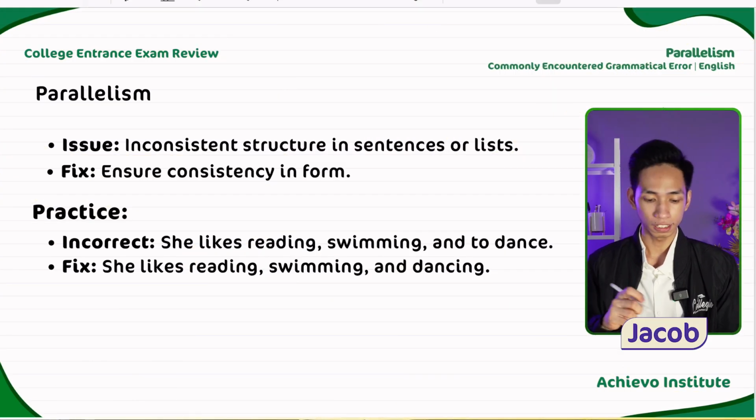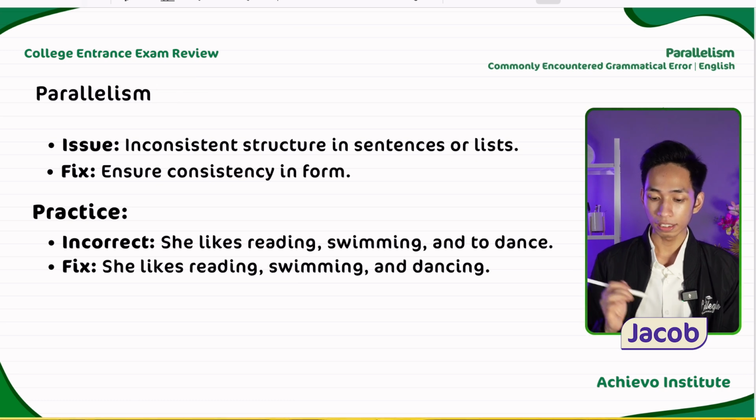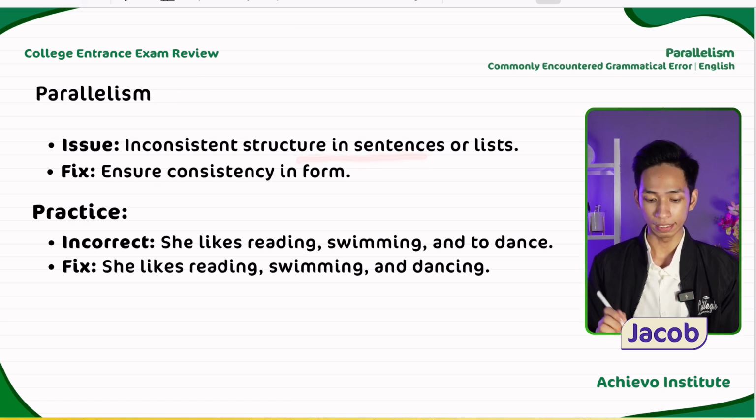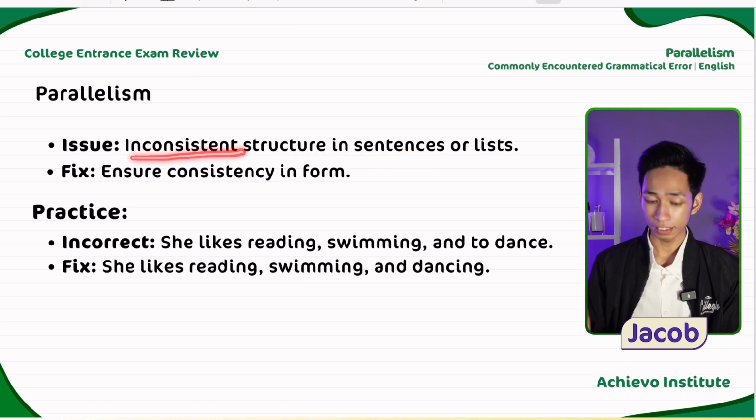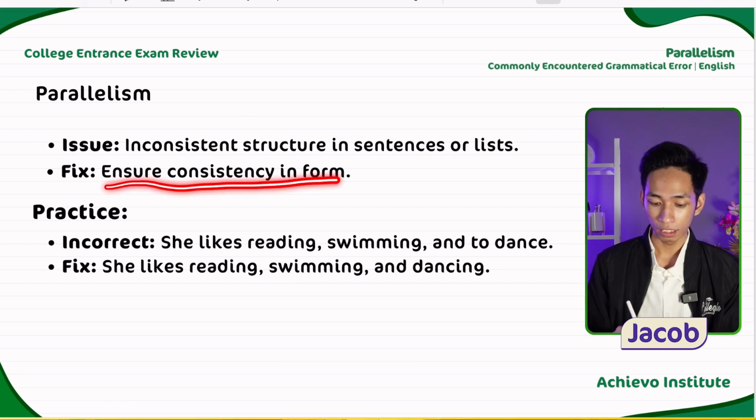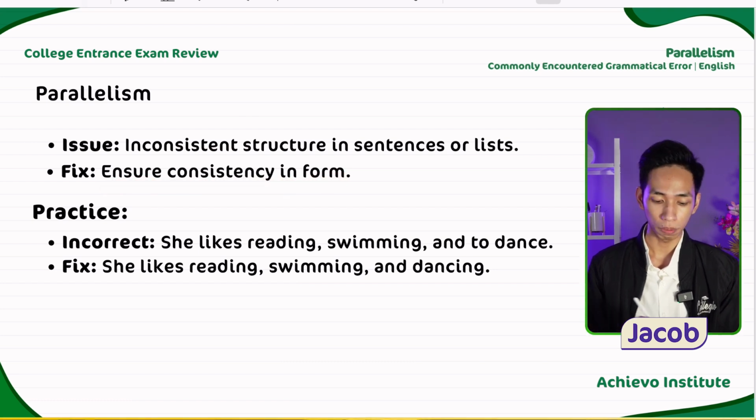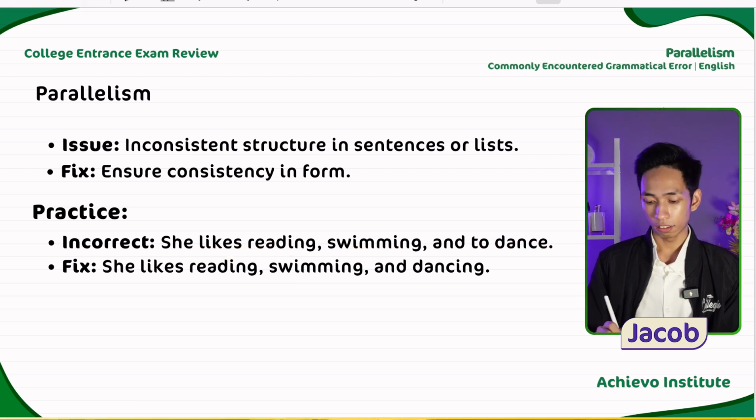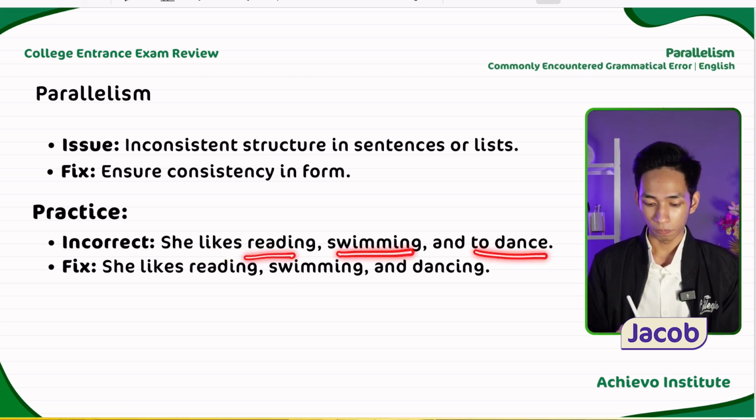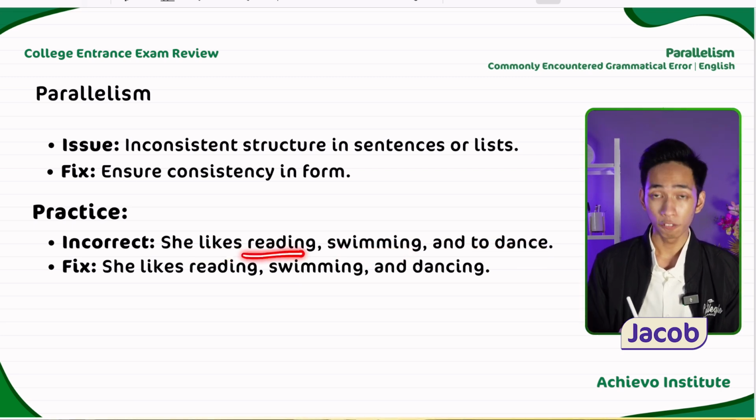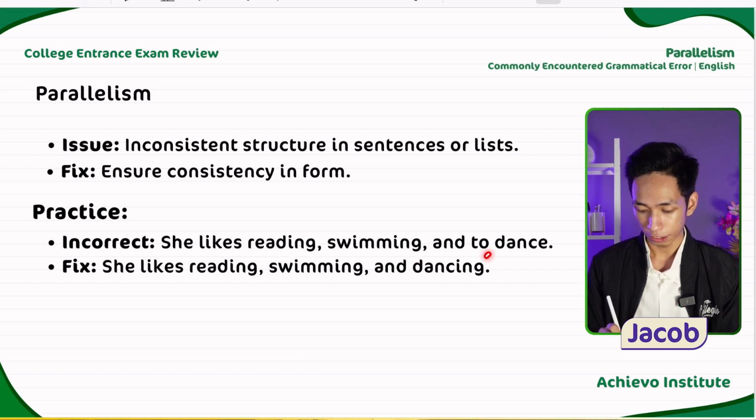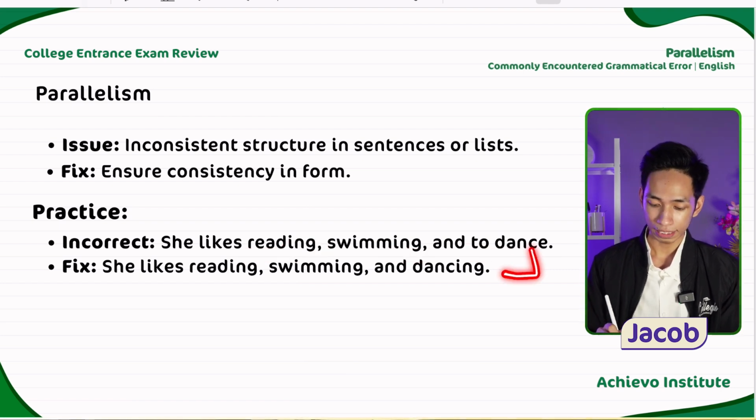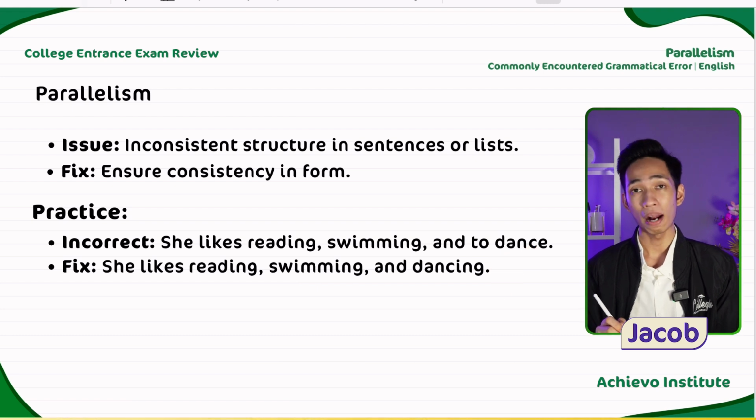Let's now discuss parallelism. We need to be consistent with the structure of our sentences. And if there's inconsistency, we need to fix it through ensuring consistency in form. For example, this is incorrect. She likes reading, swimming, and to dance. To dance is not parallel to these two. Okay, we need a gerund form with ing at the end. This is not like that. There's to in the beginning. So we need to fix it and make it dancing to be parallel.